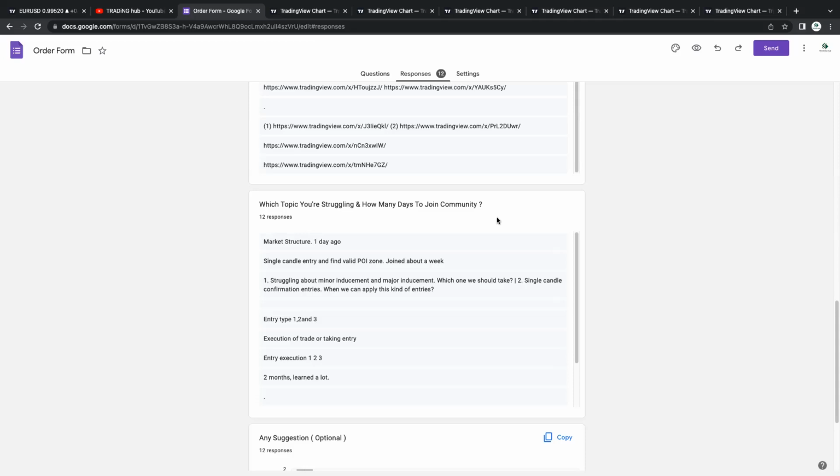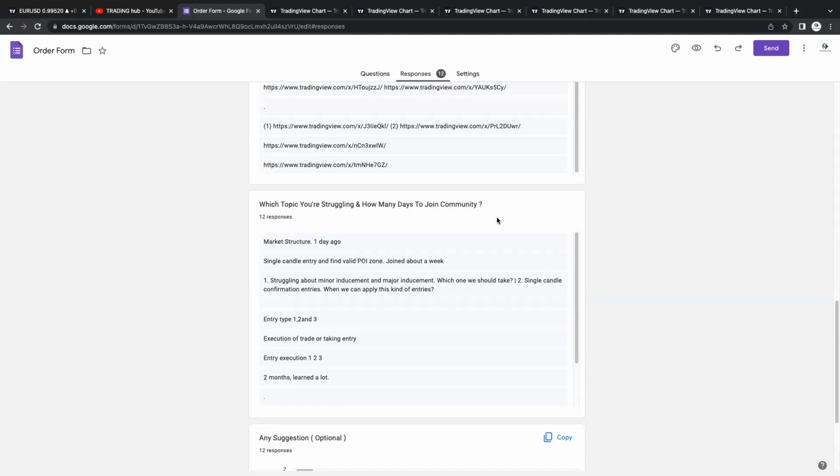First, start by mapping the correct structure. Once you are able to identify the correct structure, then go on to the next one, like identifying the order block and identifying the valid POI. This will be the next step. If you are learning step by step, then you will learn faster and better.